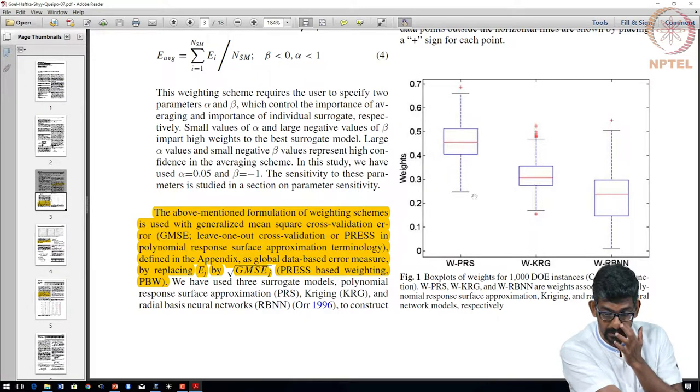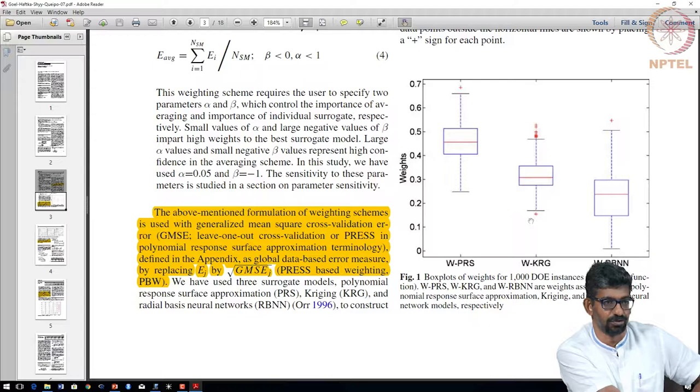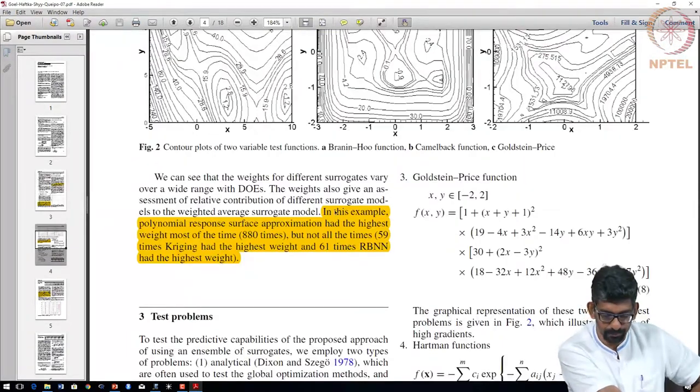Okay, this is the error, I mean this is your weight metric. So the weights will be given by one of these schemes. And what they figured out is there was no meta model that was a runaway winner. You understand what I am saying? There are some numbers I have captured. PRS had the highest weight most of the time, 880 times out of 1000. Who knows? The one sample that you took could have been that one where PRS was not the best fit. This is why random simulations are important, because it is based on DOE, which is again random. So out of the 1000 DOEs they did, 880 times PRS was better. Then Kriging came only 59 times, while RBF took 61 times.